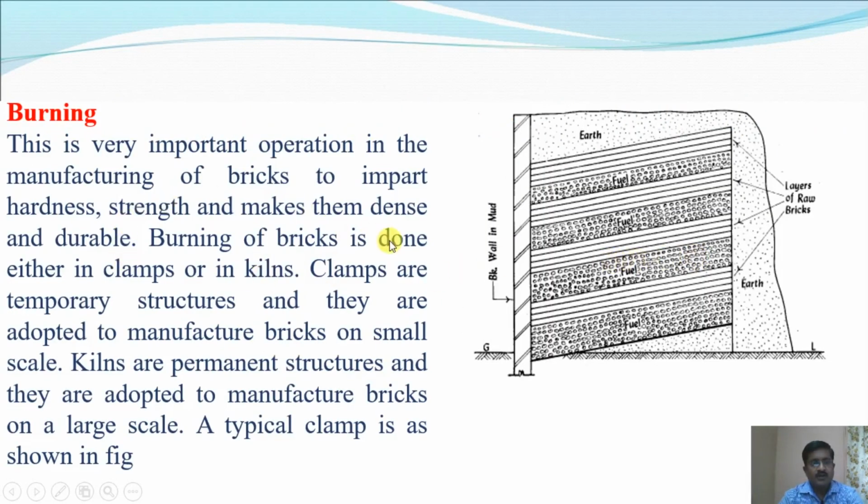Now burning of the brick is carried out in a clamp. This is a very important operation in the manufacturing of brick to impart hardness and strength, and make them dense and durable. Burning of bricks is done either in a clamp or in a kiln. Clamps are temporary structures adapted to manufacture bricks on a small scale. Kilns are permanent structures adapted to manufacture bricks on a large scale.